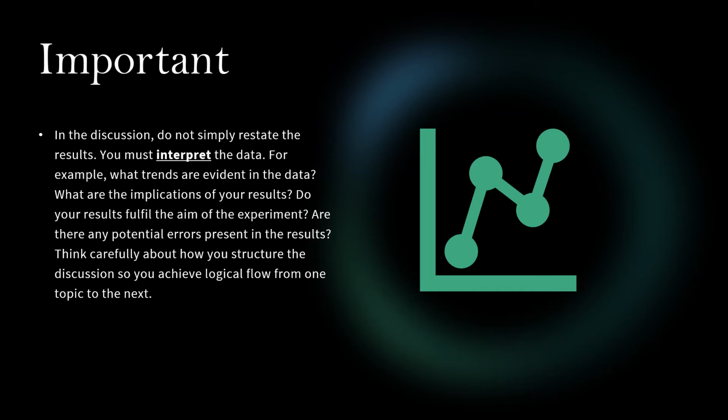So just to recap here, this is important. In the discussion, don't just restate your results. I mean, you can do that, but your marks will reflect that. So make sure the more marks you want, the more detail we put in, relevant detail. So you interpret that data. Don't just put a bunch of data in your discussion, interpret it. So what trends did you see, as mentioned before? And then what are the implications of your results? Did they meet your aim, your hypothesis? Errors, what were present in the results? And then structure it so your discussion is logical. Sentences and paragraphs flow from one topic to the next.